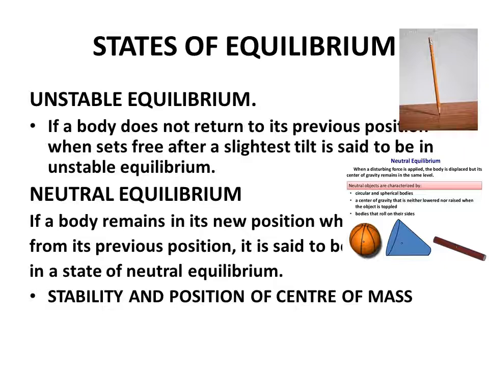Thus, if a body does not return to its previous position when set free after a slight tilt, it is said to be in unstable equilibrium. The center of gravity of the body is at its highest position in the state of unstable equilibrium, as the body topples over about its base. Its center of gravity moves towards a lower position and does not return to its previous position.